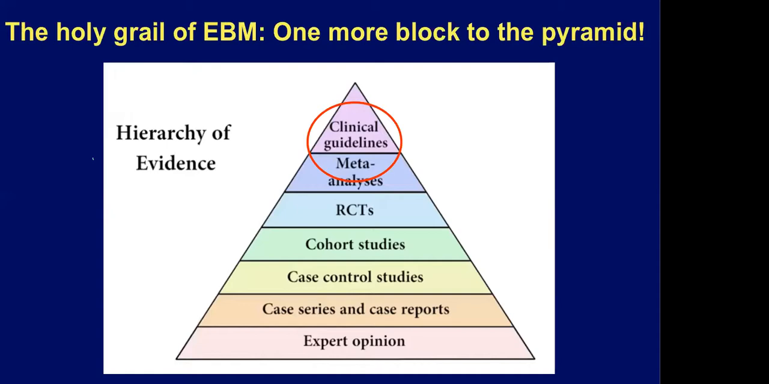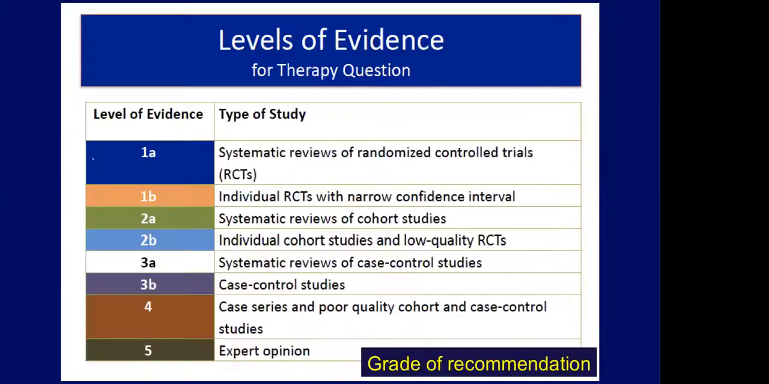Coming up to meta-analysis, unless you have a good set of clinical data that goes into a meta-analysis, how will you come to a good conclusion? It's like saying, if you put garbage in, you will get garbage out, right? So meta-analysis need not always be super. Expert opinions need not always be bad. And that's the reason we are putting everything together now, which consists of expert opinion, case control, cohort, randomized control, and meta-analysis to say clinical guidelines.